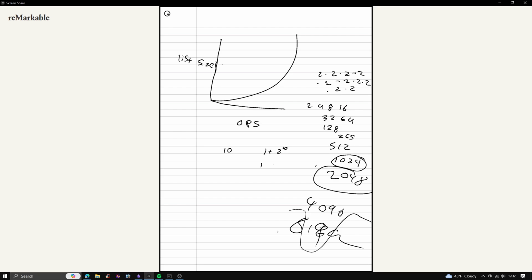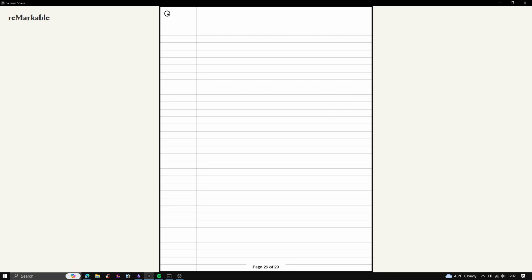Regardless, it increases exponentially in the amount of stuff you have to have per operation. And that's why log n shows up, because we're doing the inverse of operations per list size, operations per list size. I don't know if that explanation made any sense, but it at least should have made a little bit.